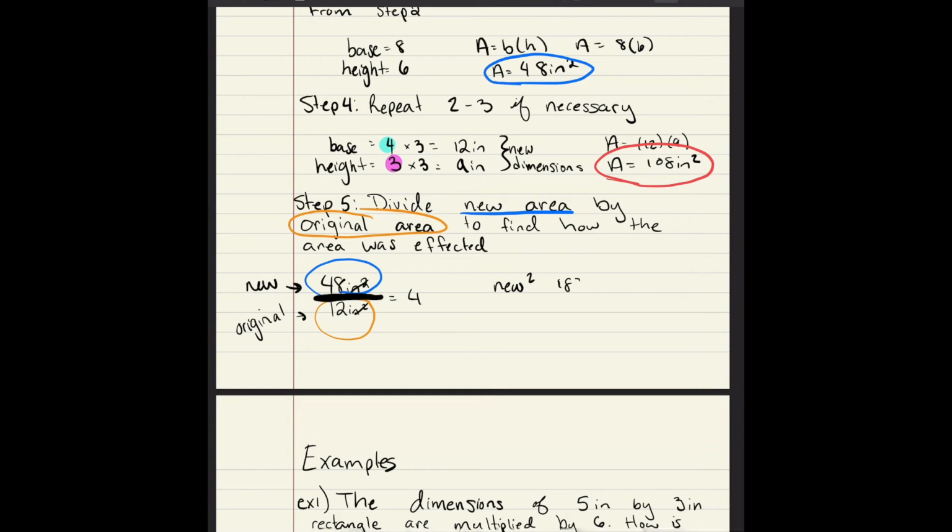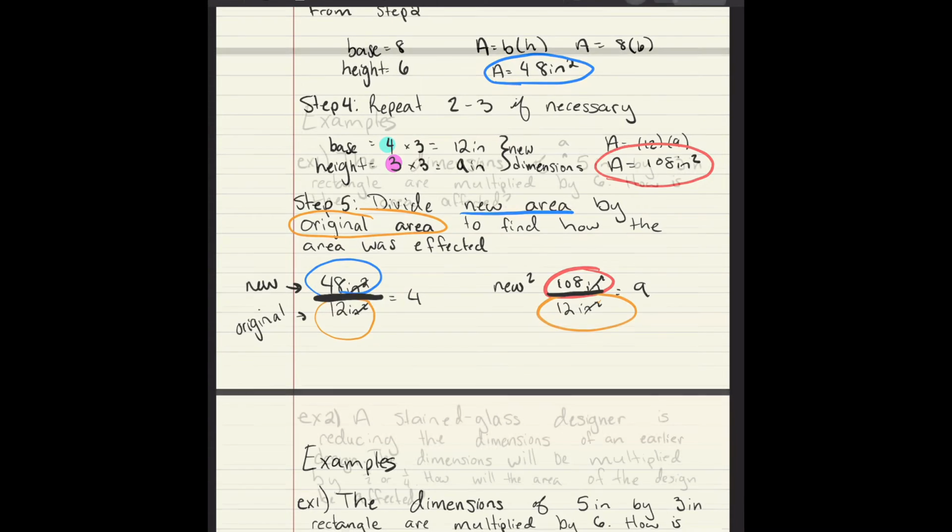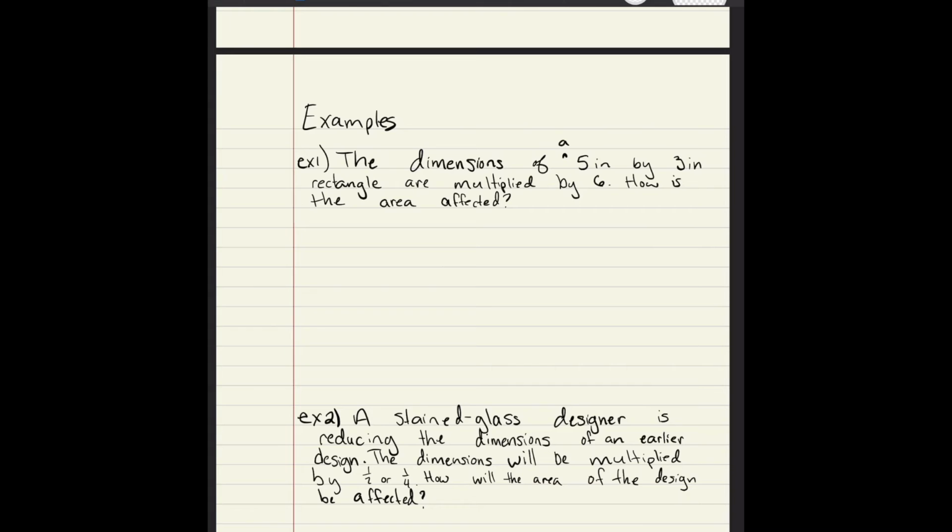And now this one we have a new 2, which was 180 inches squared divided by 12 inches squared. These cancel out, and we are left with 9. All right, let's jump into our examples. All right, here are our examples.